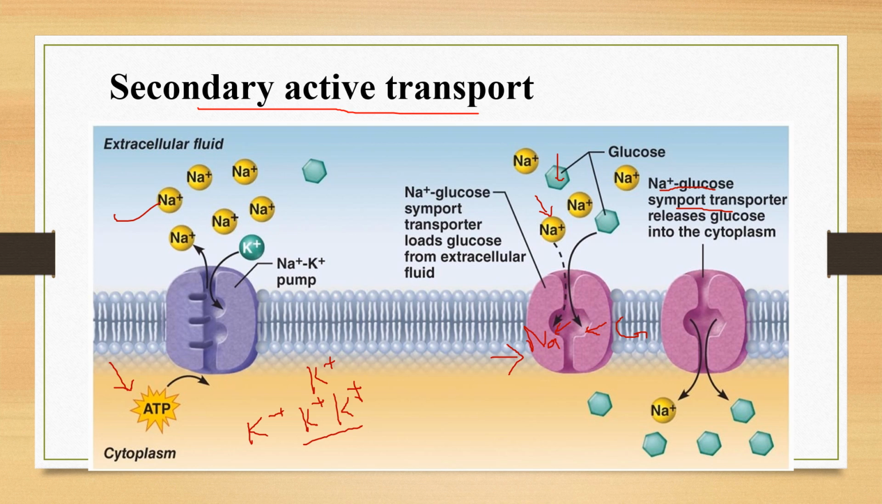And the third thing is that in active transport, the molecules move from an area of low concentration to high concentration. In the sodium potassium pump, both sodium and potassium are involved in the primary active transport, whereas in secondary active transport, only sodium is involved, and because sodium cannot come alone inside the cell, sodium brings the glucose molecule with itself.